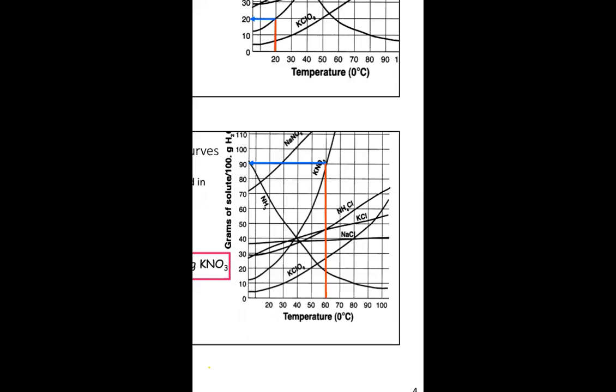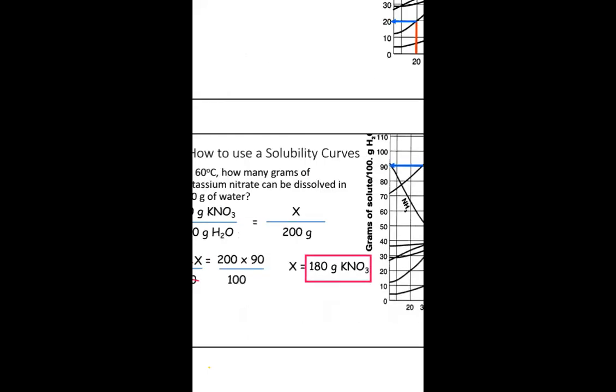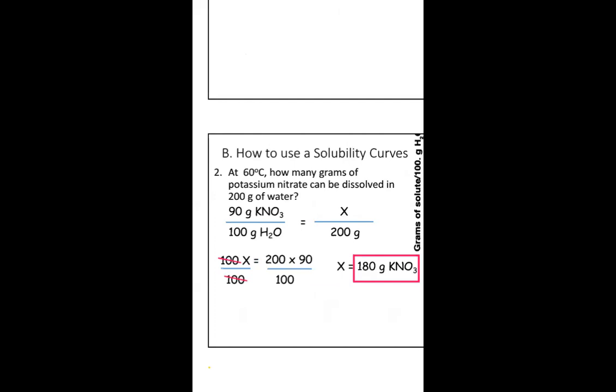Okay, no problem. Let me take it again. So if you look at the question, it said at 60 degrees Celsius, how many grams of potassium nitrate can be dissolved in 200 grams of water? So you can see that in the question, just like the one we did at first, what do you do? You go to 60 degrees Celsius.